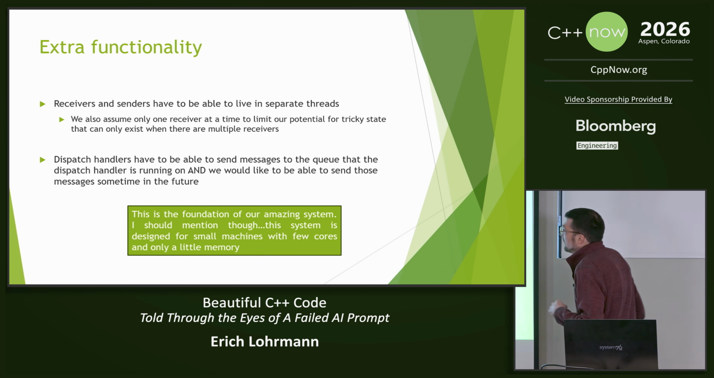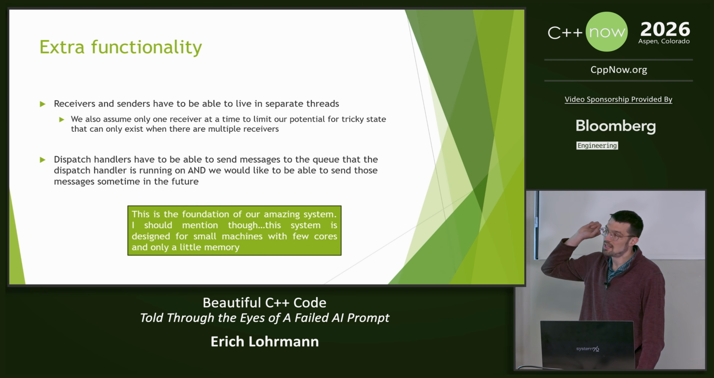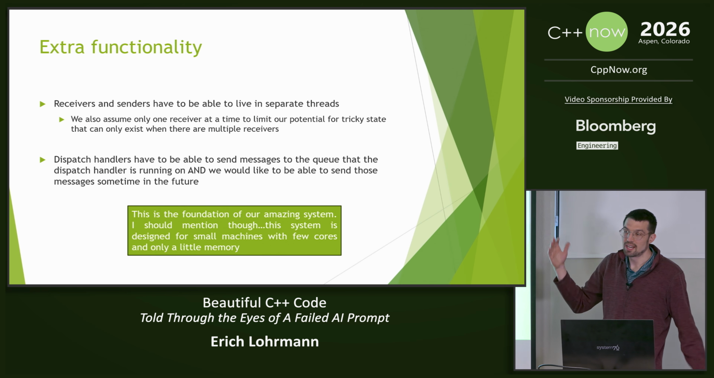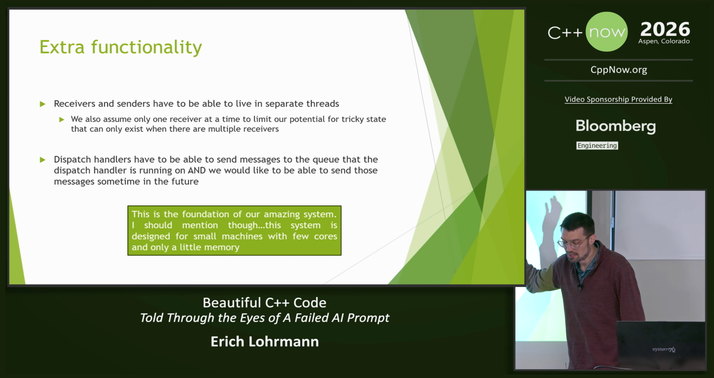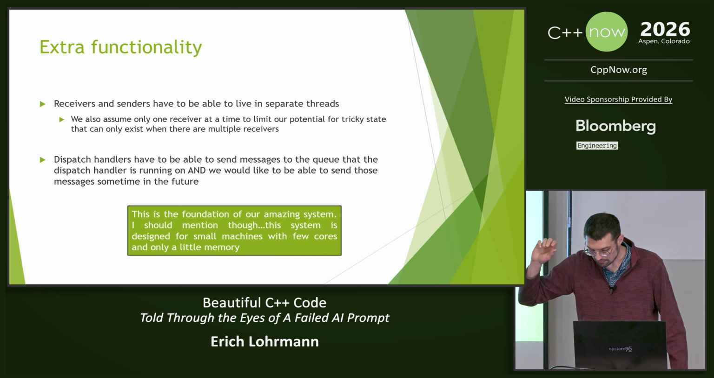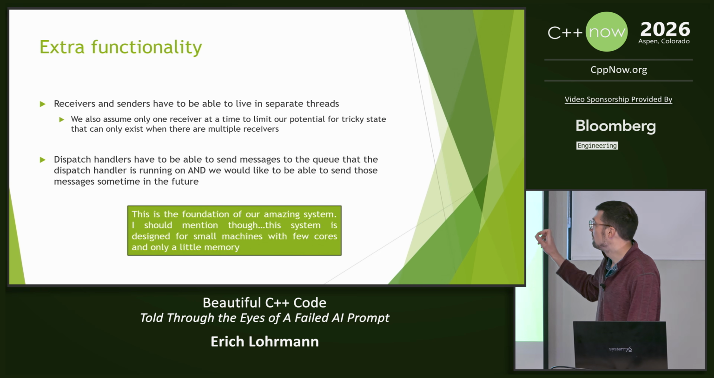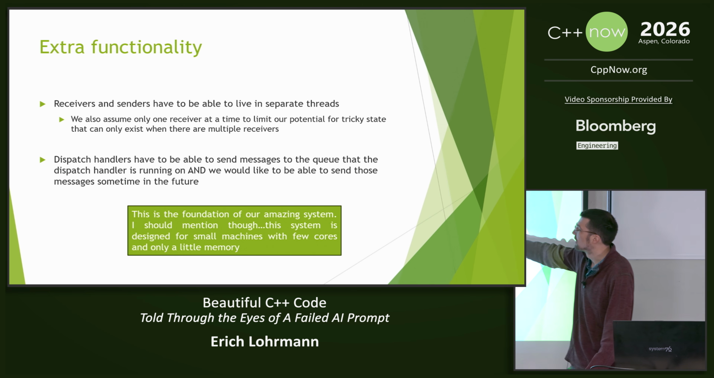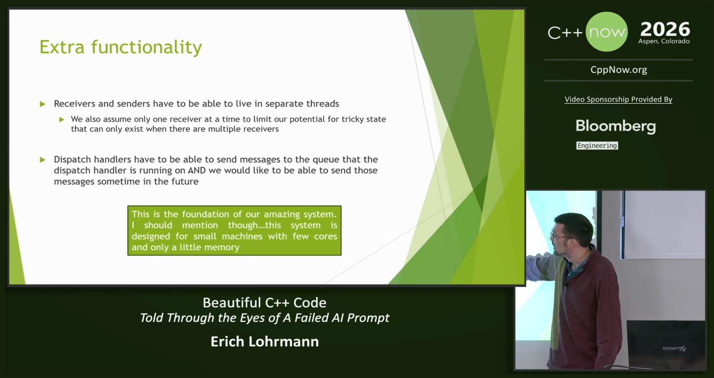So. Extra functionality. Receivers and senders have to be able to live in separate threads. Obviously, we need to be able to send senders and receivers. Otherwise, why not just write libraries and just follow all the way down? This also has a nice thing where you get the option of not using multiple threads underneath, but that's neither here nor there. The point is that in our initial abstraction, we want to make sure that receivers and senders can live in separate threads.